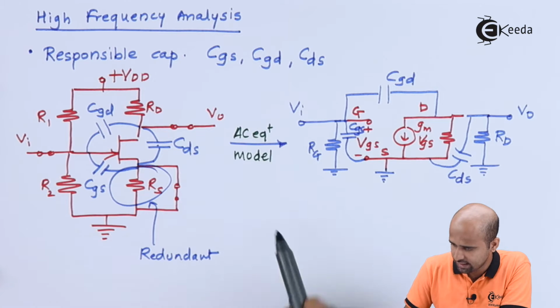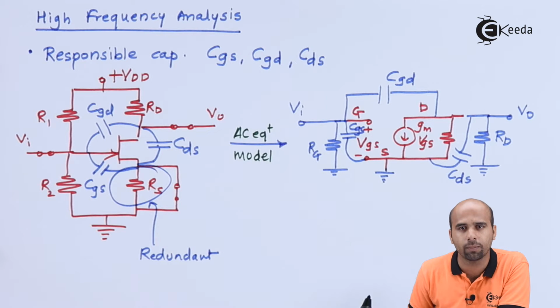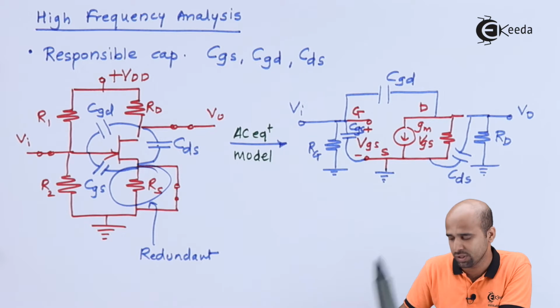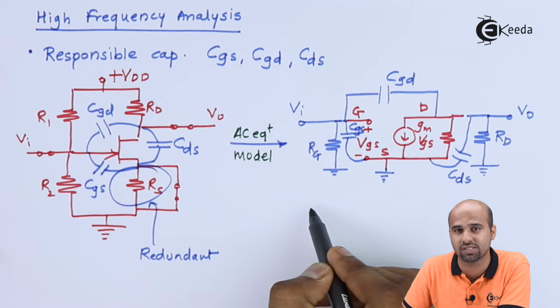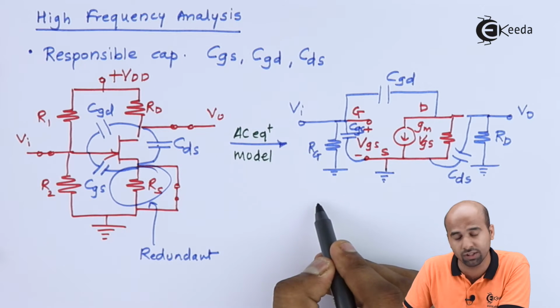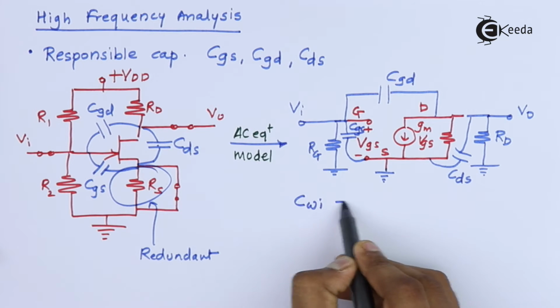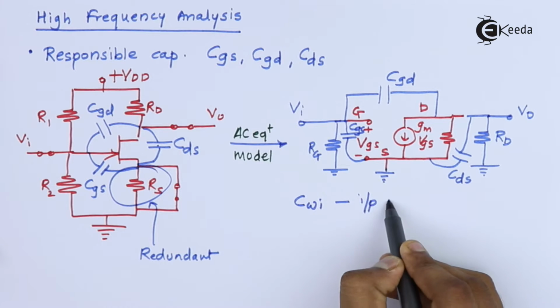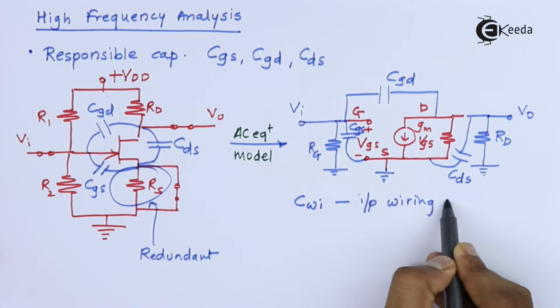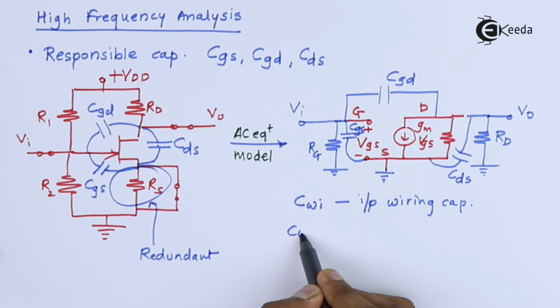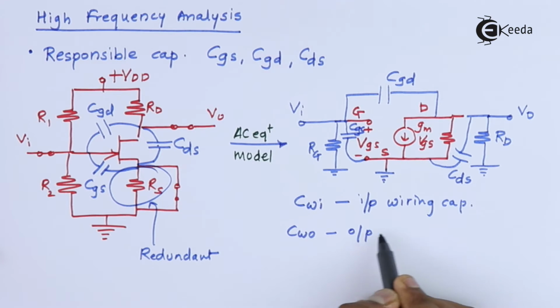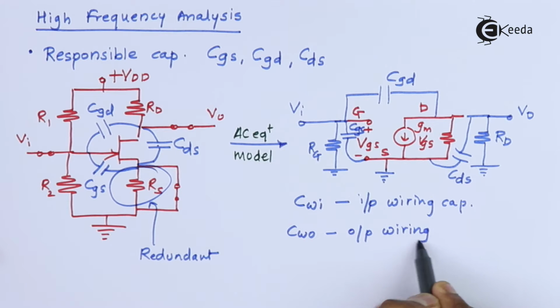More than that, there are a few capacitances which are formed by connection with the metal at the connecting terminals. That is called input wiring capacitance and output wiring capacitance at the input and output side respectively. So I will write CWI as input wiring capacitance and CWO as output wiring capacitance. That we have to include, nothing else.